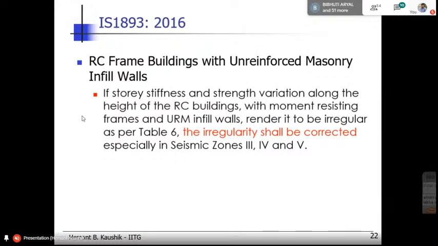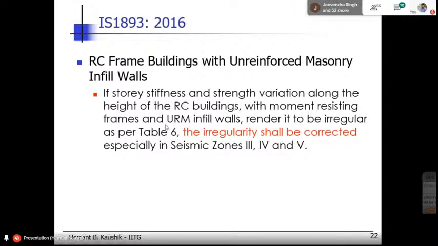Now, once we know how to define the stiffness and strength in our analytical or numerical model, we can do the analysis in the usual manner. Now, let us see what our code, IS 1893-2016, says. First, a very important point for buildings with infill walls: the story stiffness and strength variation along the height of the RC buildings with moment resisting frames and URM infill walls.